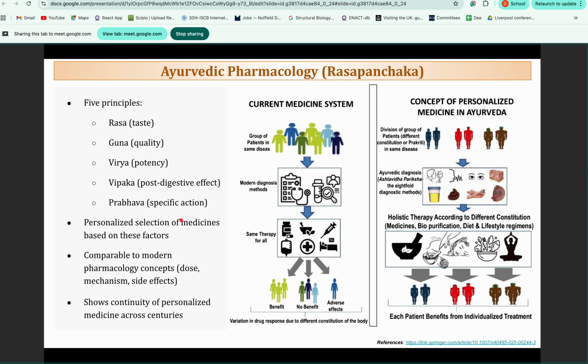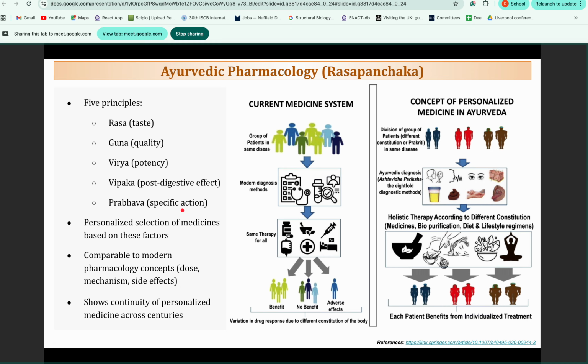And Prabhav means specific action. So personalized selection of medicines is based on these factors. We compare these things and then we design the personalized selection of medicine, compared to modern pharmacological concepts. Modern pharmacology also has similar concepts. It also believes in dose, what the mechanism of that drug is, and whether it will lead to some side effects or not. And these are also properties of the drug only.